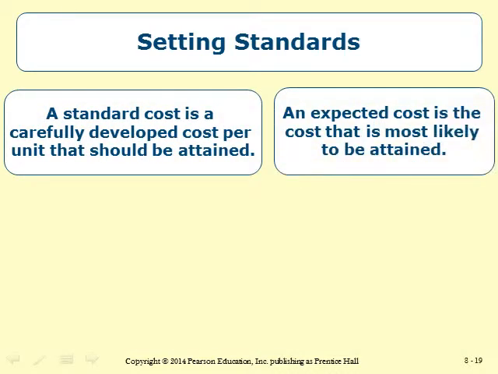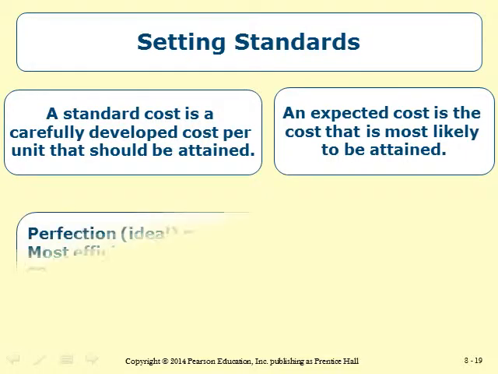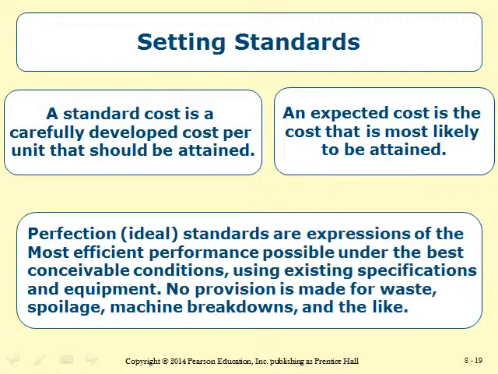A standard cost is a carefully developed cost per unit. Standards are popular and are used by more than 85% of U.S. companies. An expected cost is the cost that is most likely to be obtained. Perfection standards, also called ideal standards, are expressions of the most efficient performance possible under the best conceivable conditions using existing specifications and equipment.